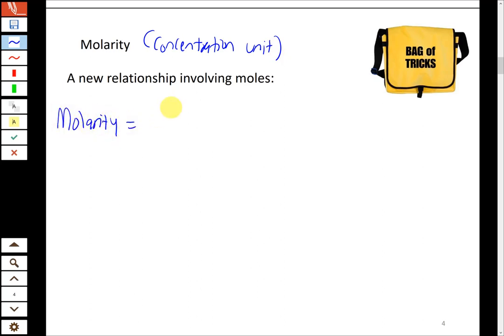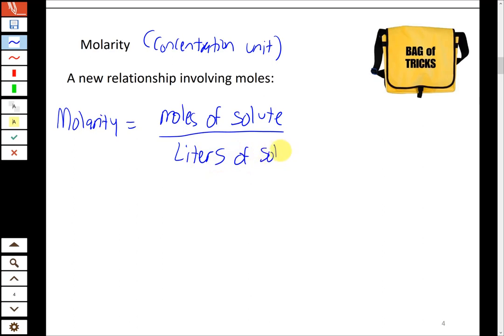So molarity is going to be moles of solute, moles of whatever is dissolved. And again, we can define this for the whole compound that's dissolved, or if it's an ionic compound, we can define it for a specific ion as well. So it can be moles of anything that's dissolved in the water or the solution divided by liters of solution. So it's moles over volume, where the volume specifically is in liters.